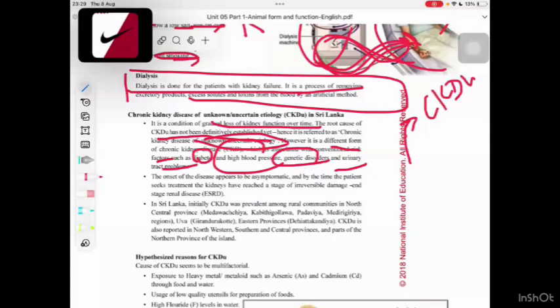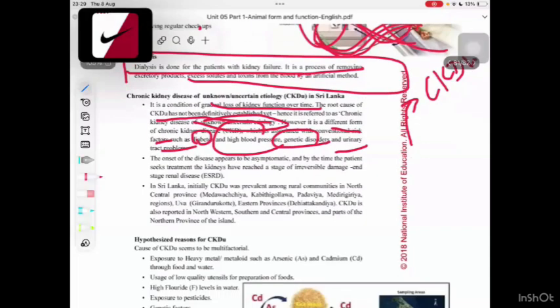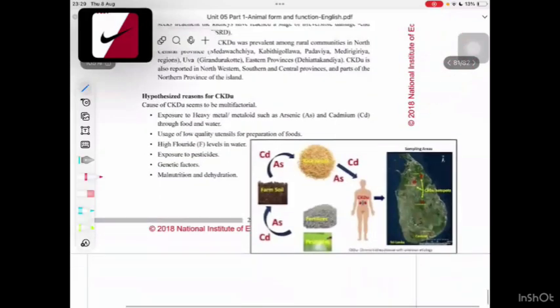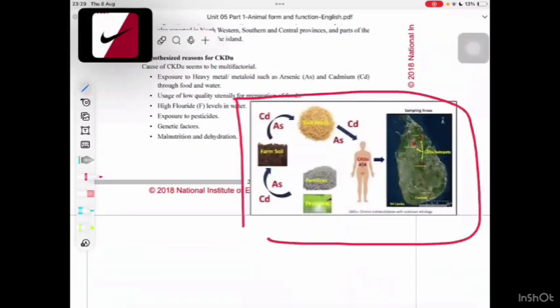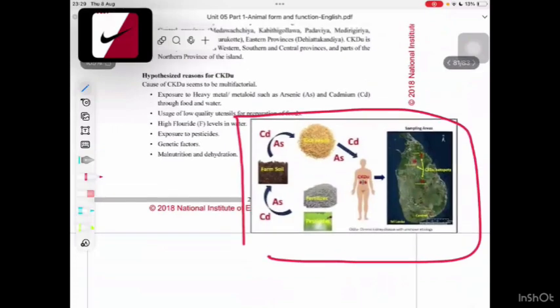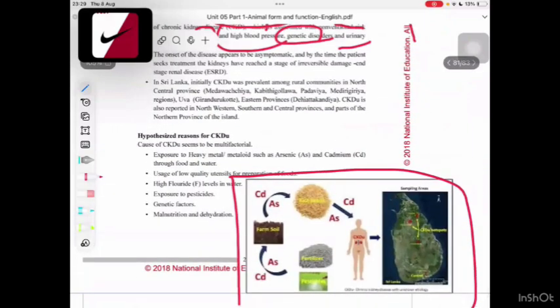Onset of the disease appears to be asymptomatic. So that means by the time you know that you got CKDU, it's untreatable, right? And when I searched for CKDU in Google, I got our country. I got so many articles on our country. That means I think CKDU is prominent in Sri Lanka.